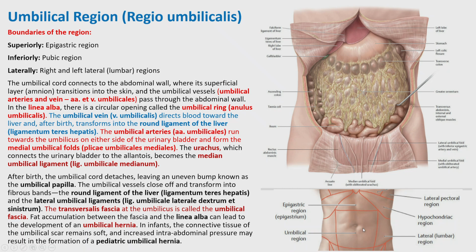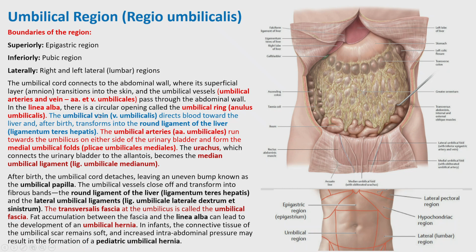This umbilical region, of course, is a place where there are some vessels in embryonic life. They pass as umbilical arteries and umbilical veins. And around the midline, there is the linea alba abdominis. We have linea alba coli in the neck, but here it is the abdominis. There is a circular opening here, which is called the umbilical ring, or annulus umbilicalis.